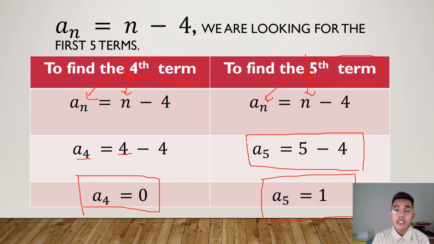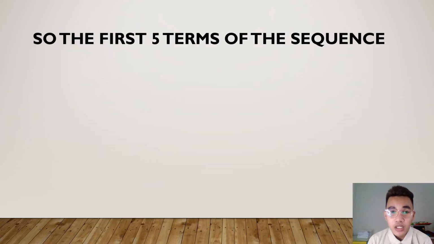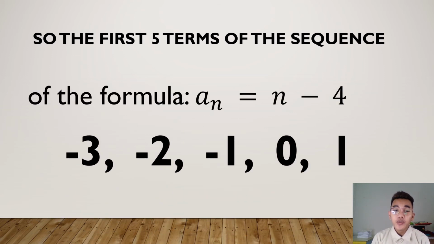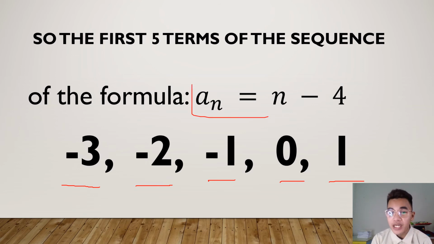So we are already done with substituting numbers to find the terms of a sequence. We have seen, using the formula, the first 5 terms of the sequence. So they are negative 3, negative 2, negative 1, 0, and 1. These are the first 5 terms that we found from the formula a sub n equals n minus 4.